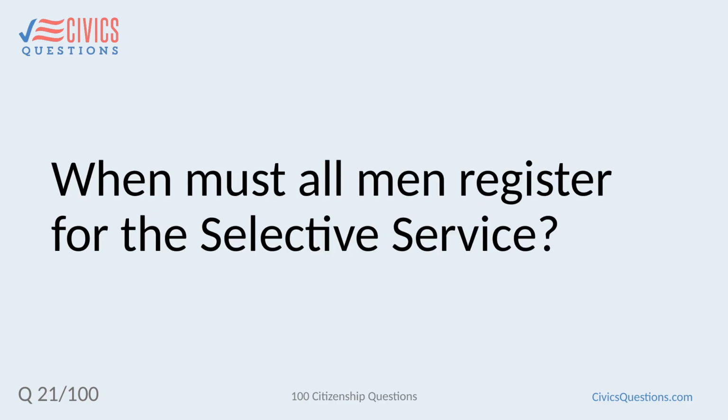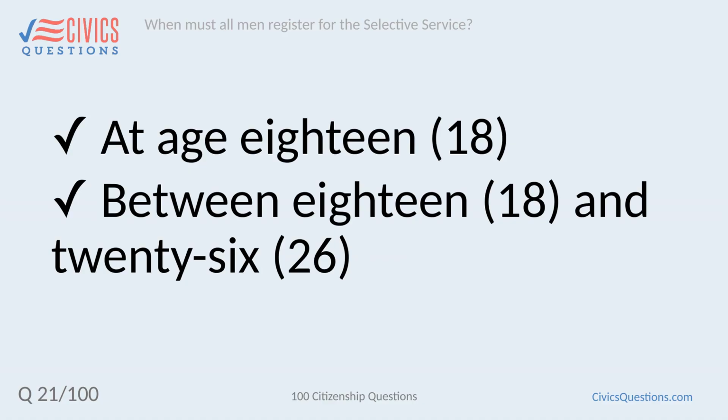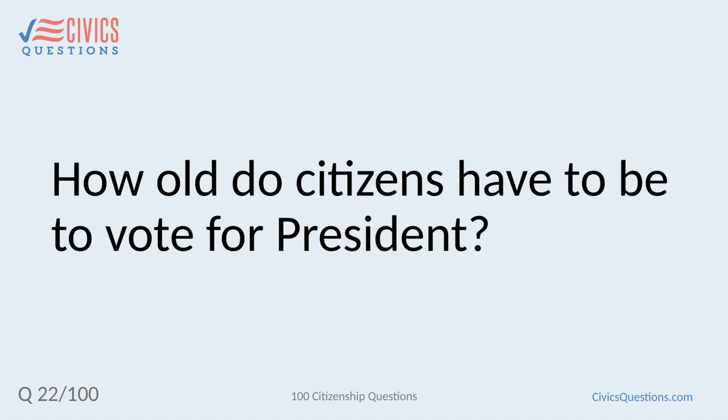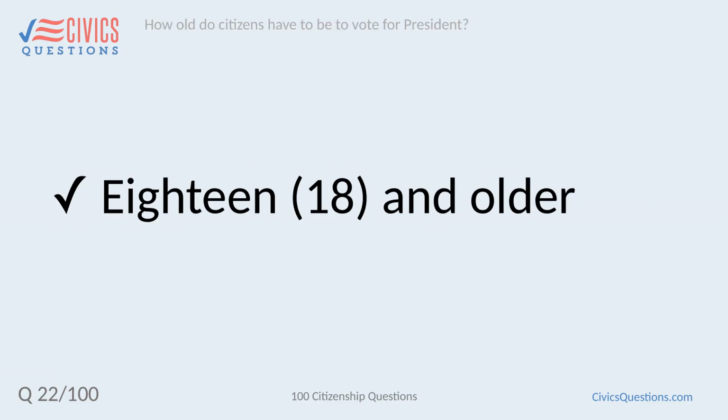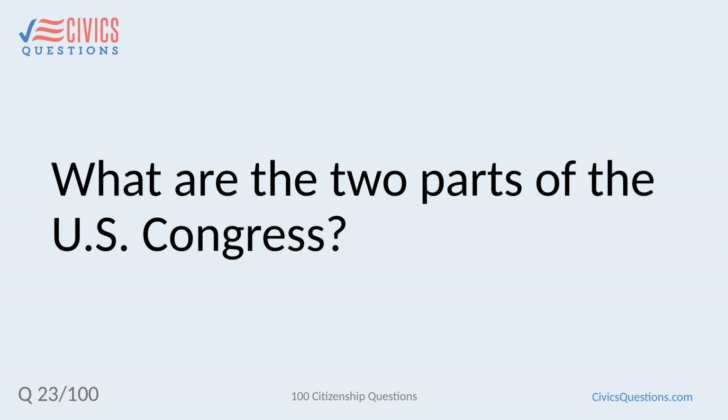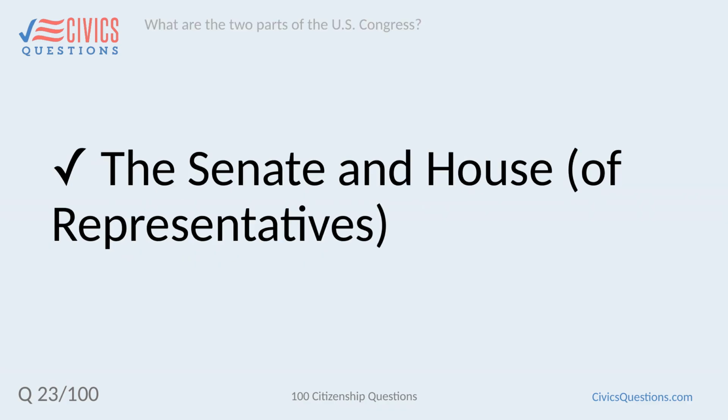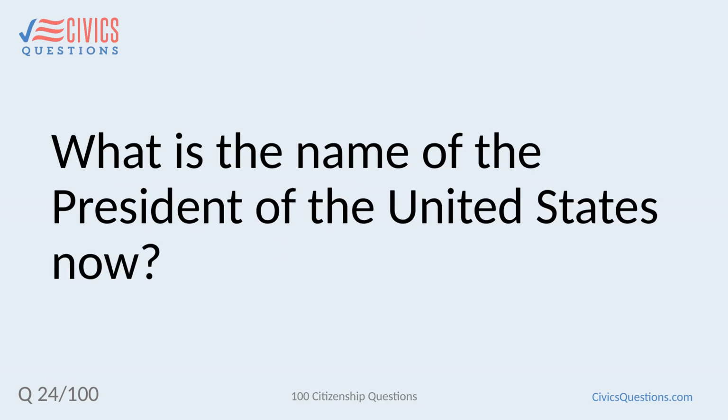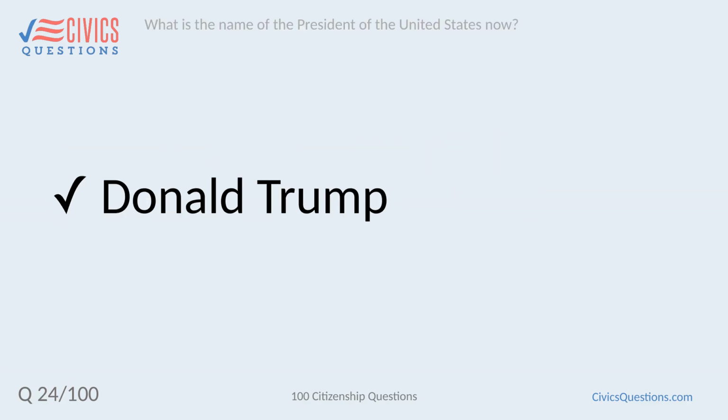Republican. When must all men register for the selective service? At age 18. How old do citizens have to be to vote for president? 18 and older. What are the two parts of the U.S. Congress? The Senate and House of Representatives. What is the name of the President of the United States now? Donald Trump.